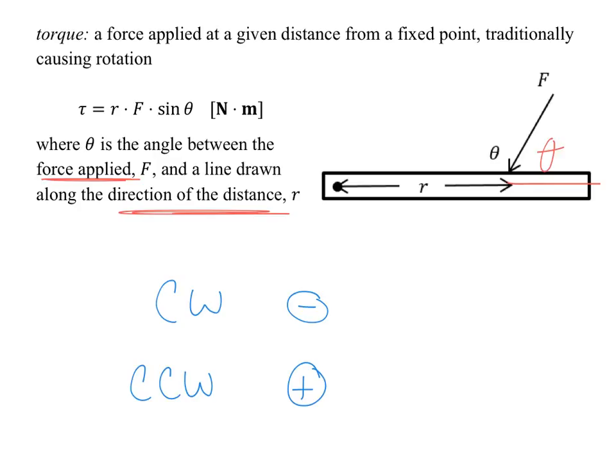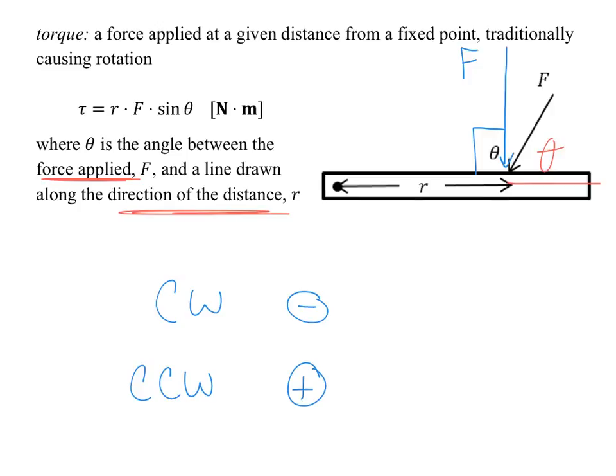Now, let's figure this out. What if my force, instead of being drawn this way, take a look, draw a force this way. Draw it perfectly perpendicular. Make this F here. Well, what's the angle when it's perpendicular? 90. What's the sine of 90? Anybody know that one? One. It's just one. Sine of zero is zero. The sine of 90 is just one.